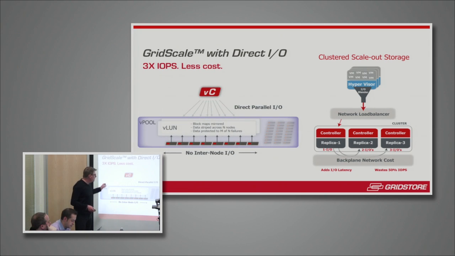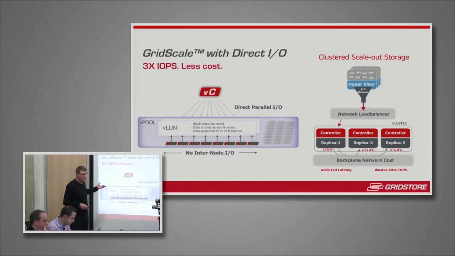With this model, what we've done is we've eliminated all of that backplane. There is no internode communication. The I/O is actually protected as it leaves the source. So we break it up, we write it in parallel as it's protected. And so the nodes are doing very little from that perspective. They're basically getting I/O in, sending an acknowledgement back that they got their piece of it.